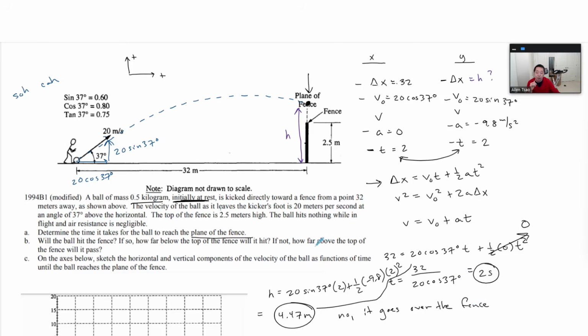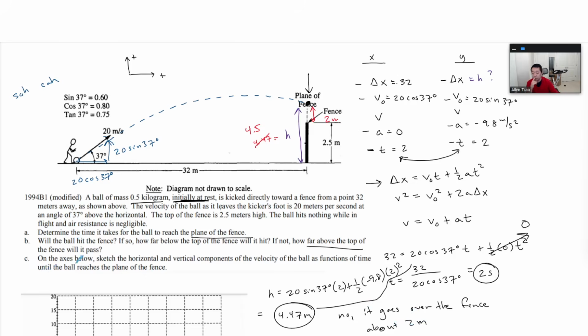And they want to know how far above the top of the fence will it pass. That means they want to know the distance from here to here. And if this is 4.47, then you just subtract 2.5. We'll just round it to 4.5. That means it's going to be 2 meters above the fence. About 2 meters.